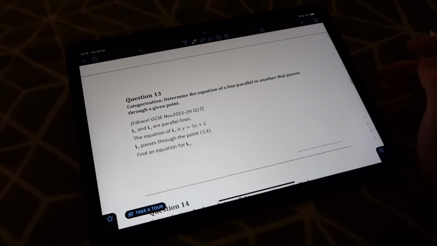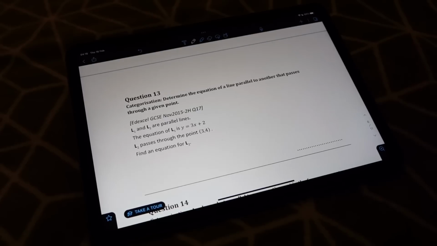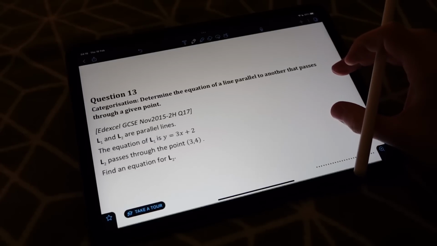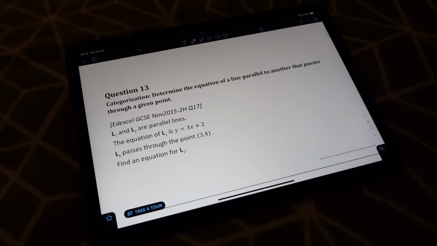Question 13. Determine the equation of a line parallel to another that passes through a given point. Okay, let's zoom in to really get this. L1 and L2 are parallel lines, so we know they have the same gradient. The equation of L1 is y equals 3x plus 2. L2 passes through the point 3, 4. Find an equation for L2.